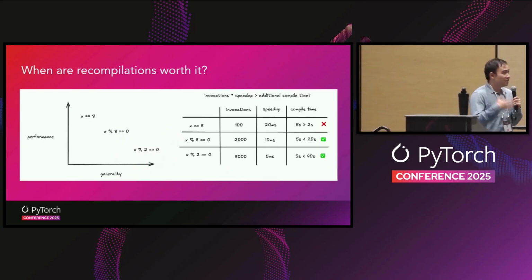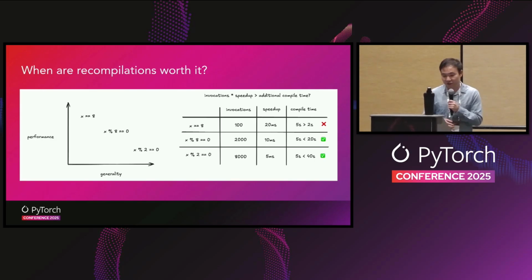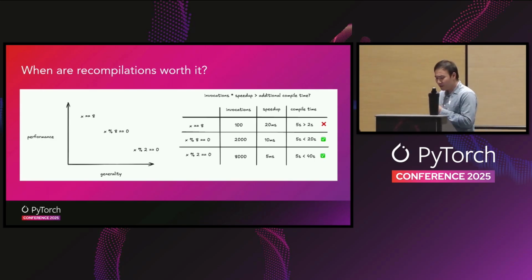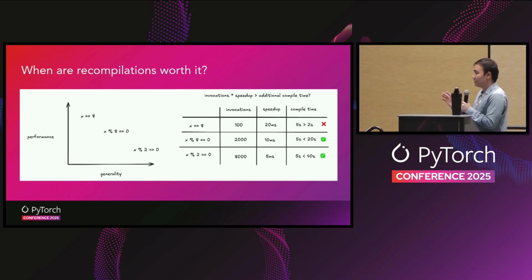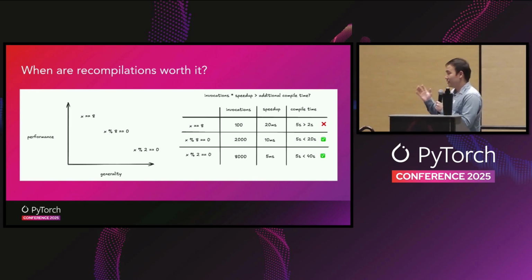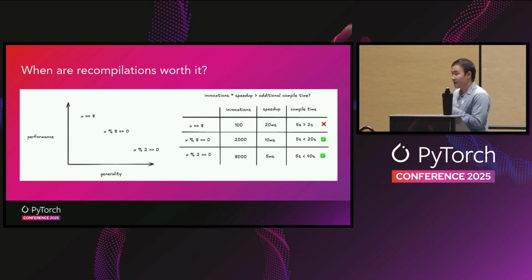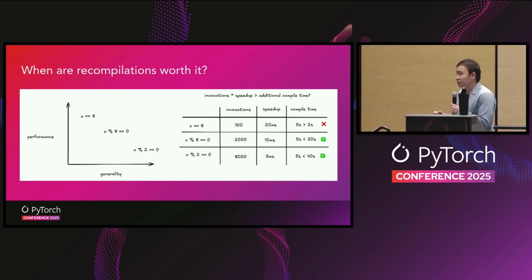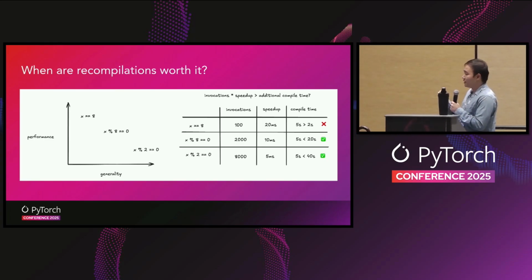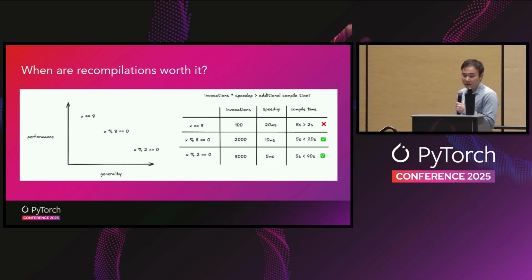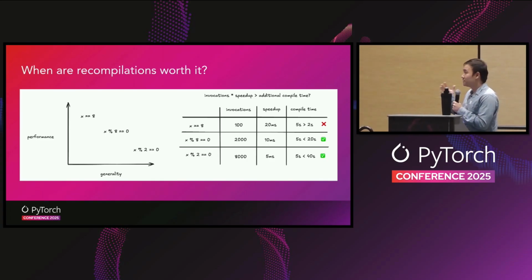Okay, so now we understand guards, we understand recompilations. When is it worthwhile to do a recompilation? And for this, I want you to think about the trade-off that is the most common in dynamic shapes, which is one around performance versus generality. So you can imagine that if you have an optimization that only works when the batch size is divisible by 8, that's not very general. It will only work for a single batch size.